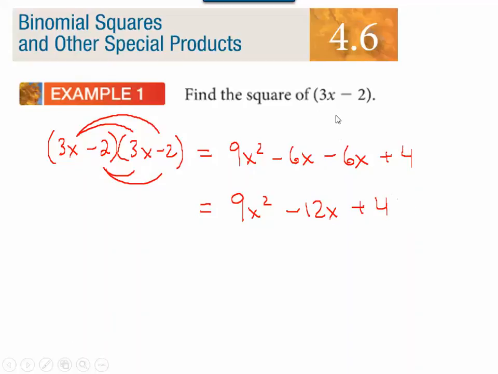Okay, so looking at this problem, notice that 3x is going to multiply itself, right? So without writing anything down, can we get to 9x squared right away? Okay. The last term is also easy. A negative 2 times negative 2, since you're multiplying itself, everybody okay with the positive 4? Okay, so now let you draw it out real quick. So that's the squared part.